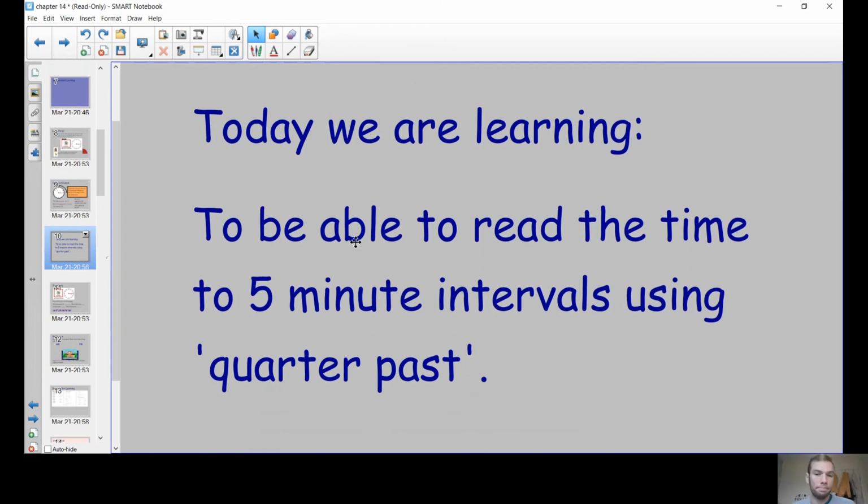And that's what we're doing. We want to be able to read the time to 5-minute intervals using quarter past.